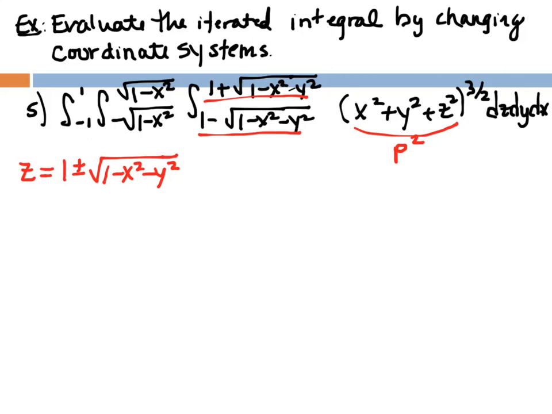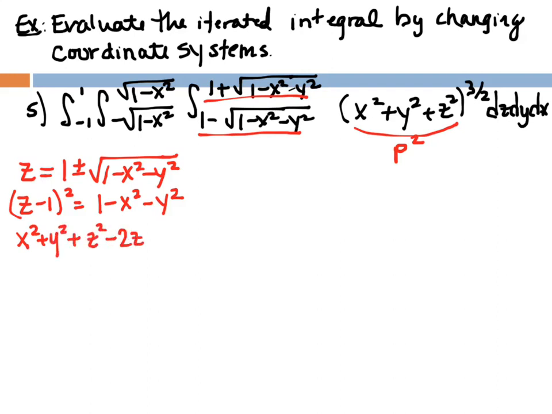Because if we actually move this 1 over here, z minus 1, we're going to have that, and then we can actually square both sides. So we'll end up having this piece right here. And then we can move the pieces around a little bit. So in particular, this will end up being x squared plus y squared, and then I'll have plus z squared minus 2z plus 1 equals 1.